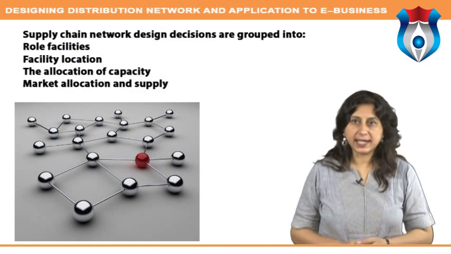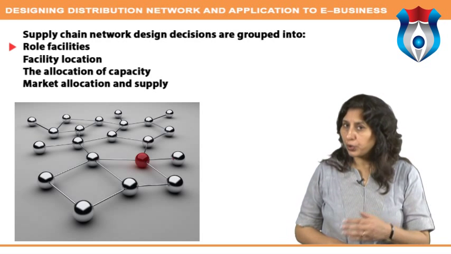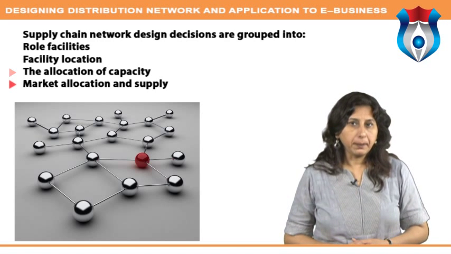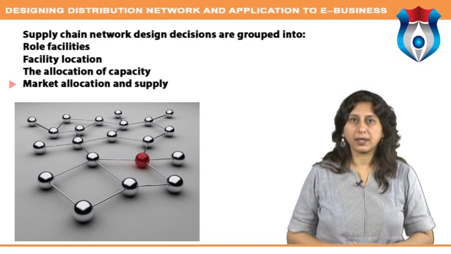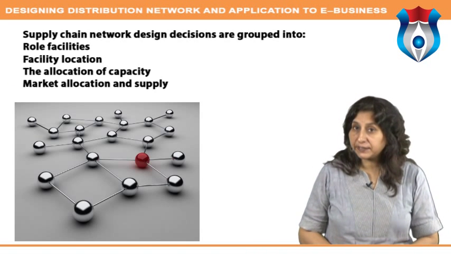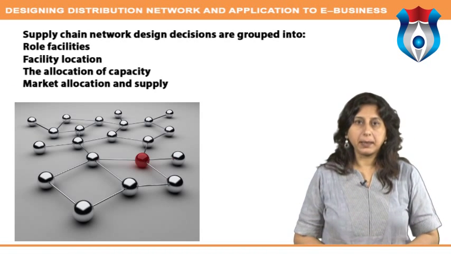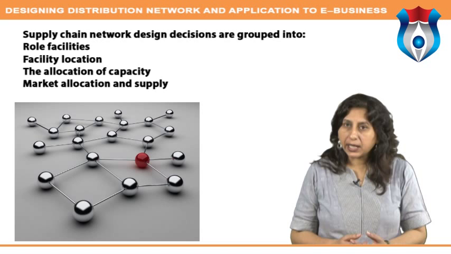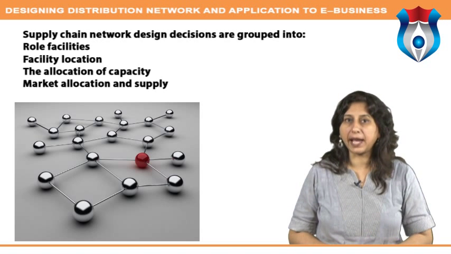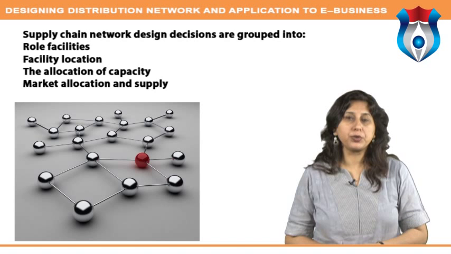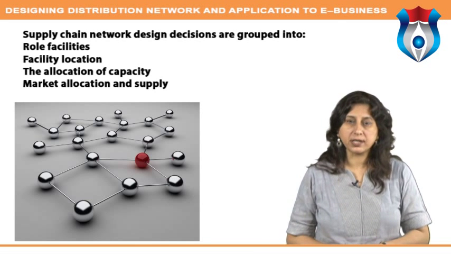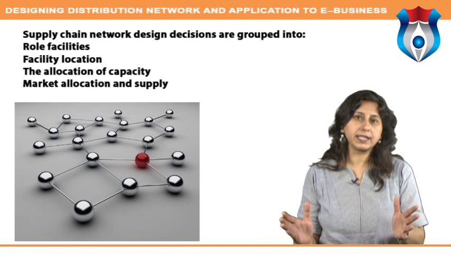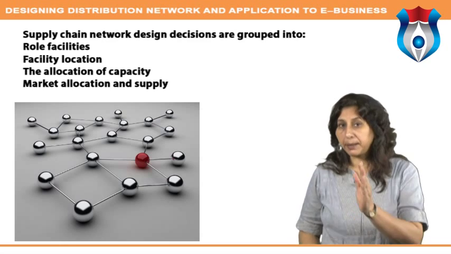Supply chain network design decisions are grouped into role of facilities, facility location, the allocation of capacity, market allocation, and supply. Network design decisions have a significant impact on performance because this decision determines the composition of the supply chain and the accompanying set of constraints. They may also be used to reduce supply chain costs or to improve response. All of these network design decisions affect each other and must be considered together.